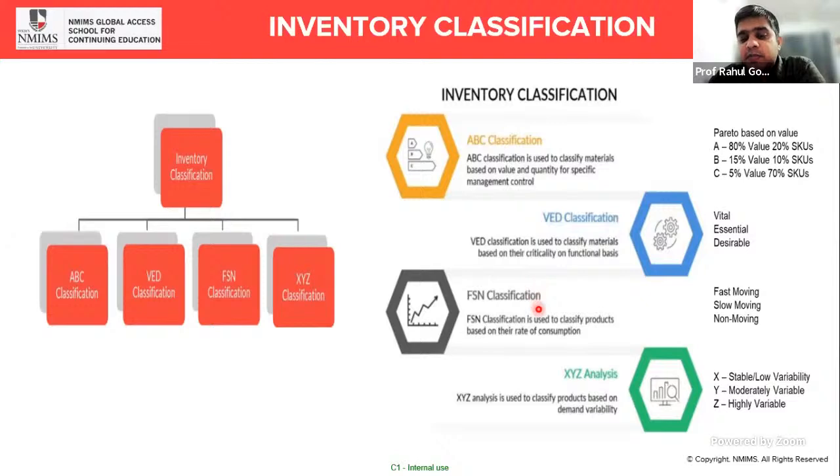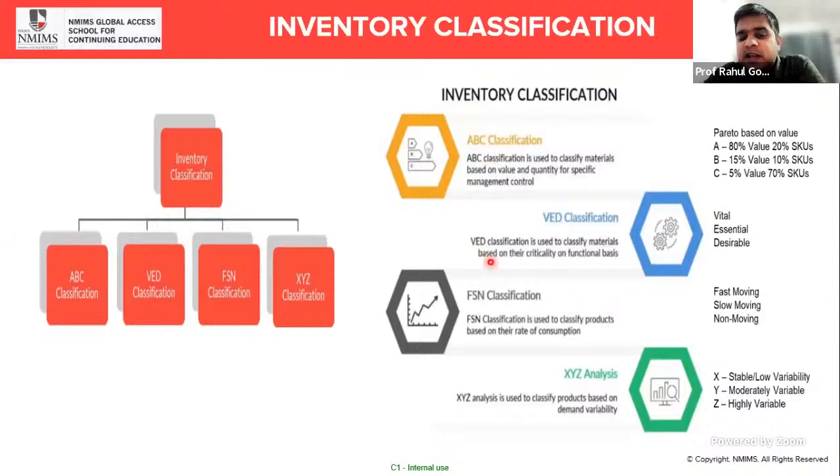FSN classification is basically the rate at which your SKUs are selling. So when we say rate of consumption, you may decide, okay, an SKU which is selling more than 5,000 units in a month is going to be called fast moving. Anything between 5,000 and 3,000 is going to be called slow moving. Anything below 3,000 is going to be called non-moving. So this is the rate of consumption.